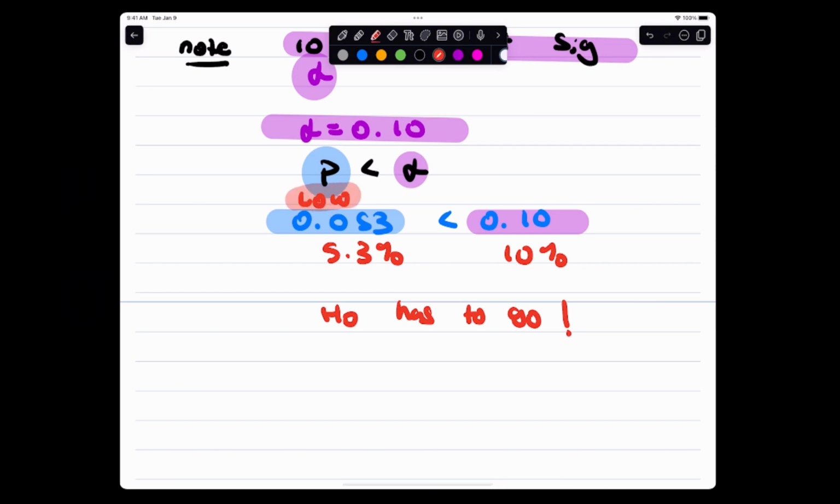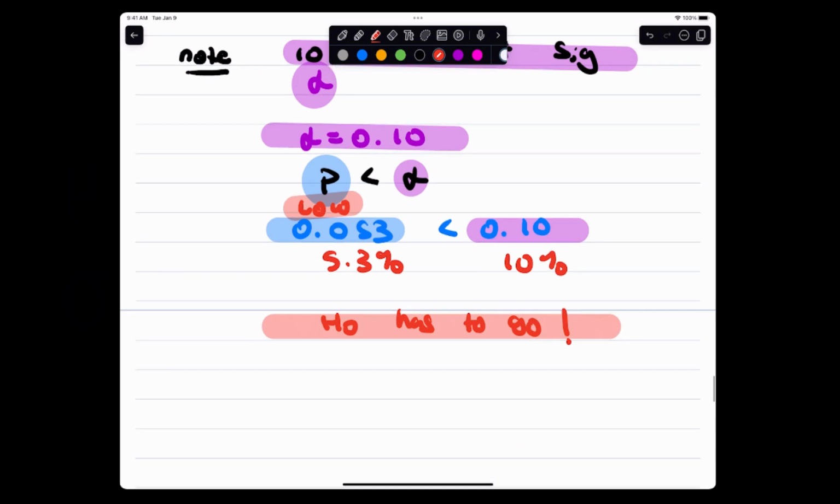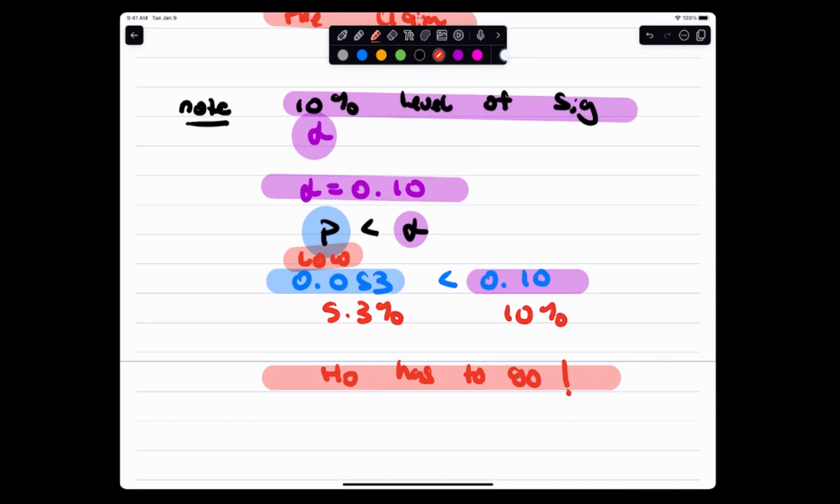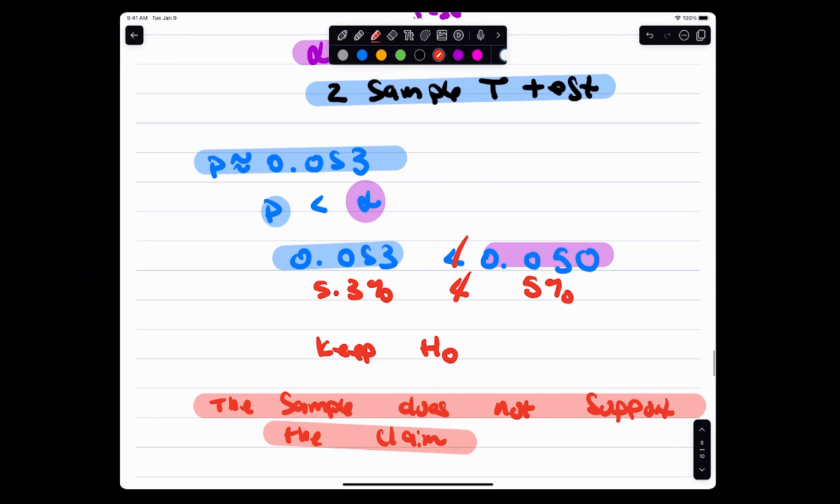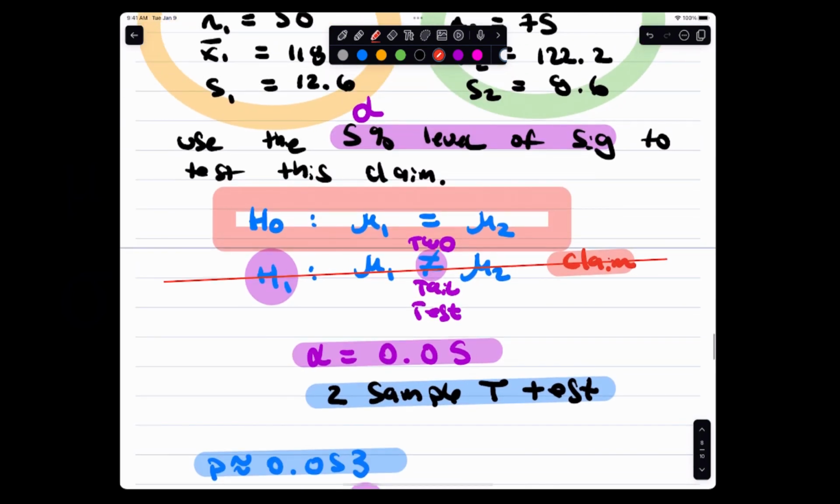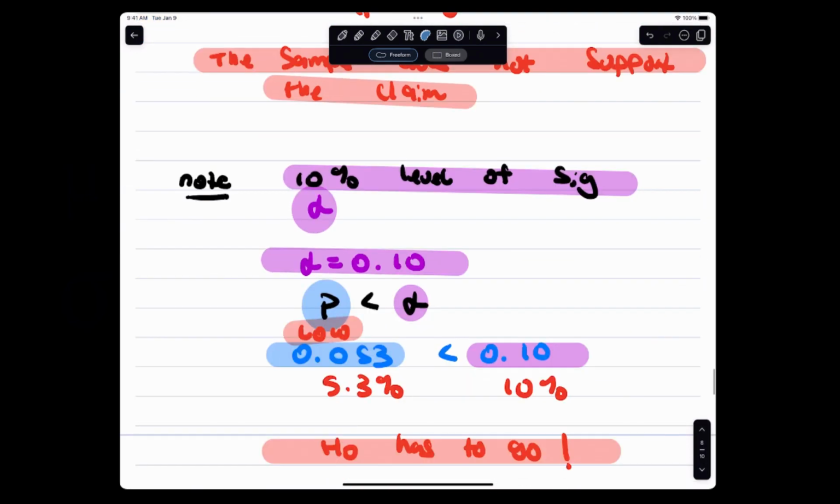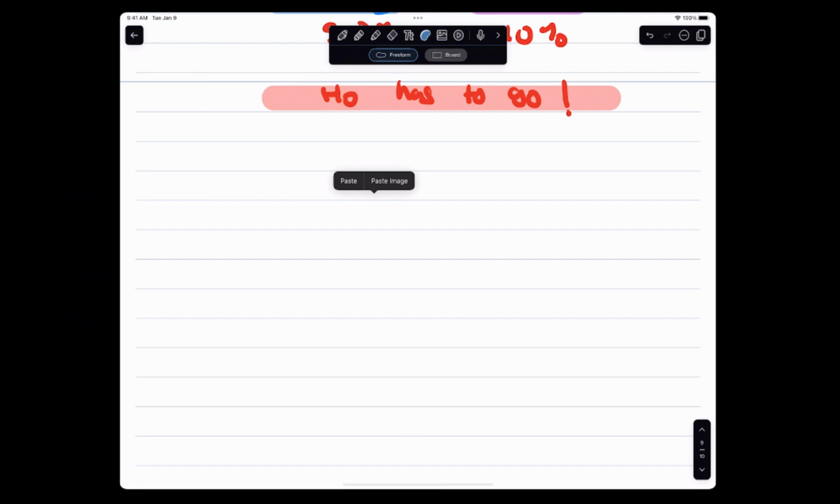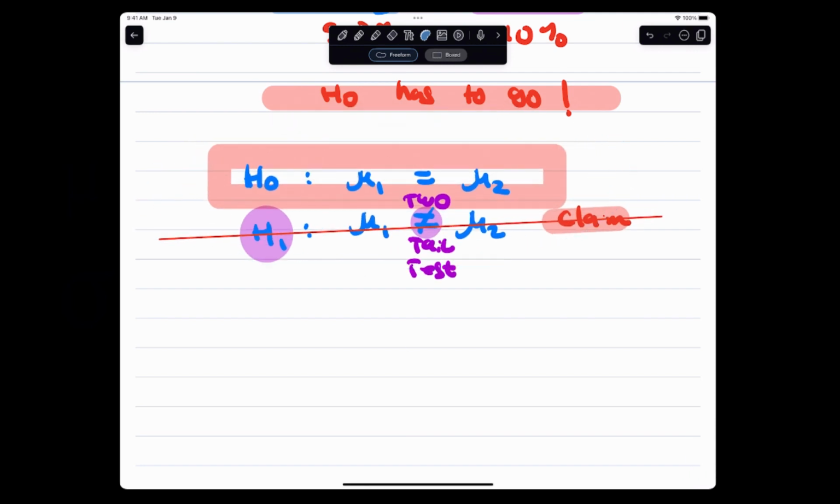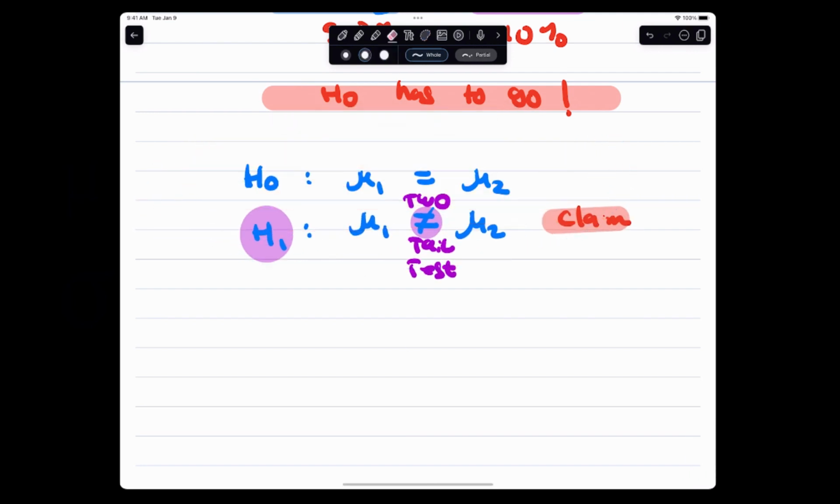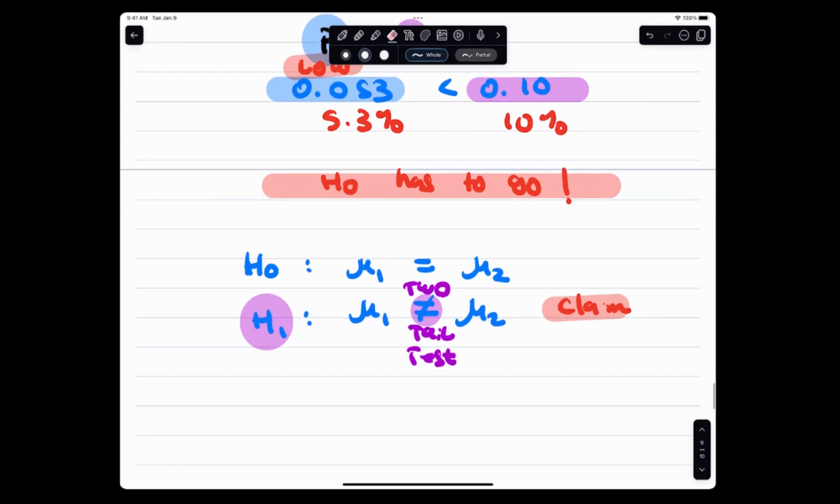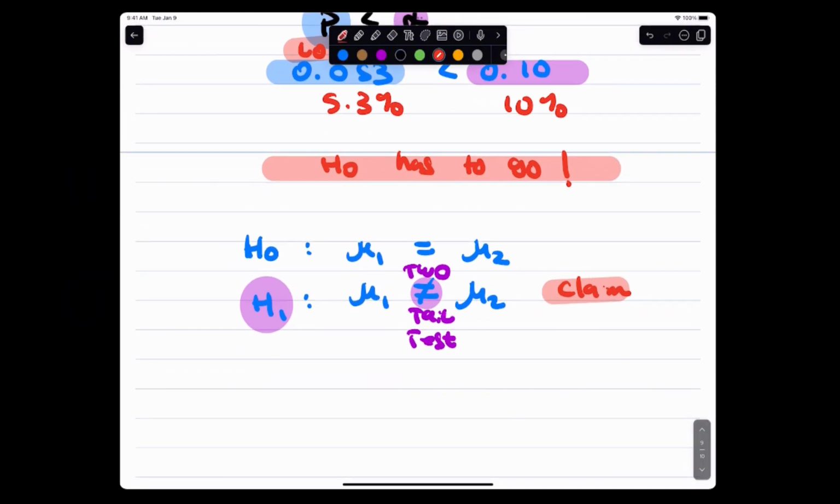When your p-value is what? Low. The null has to go. So in that case, let me go back here. Let's copy this. This is a note. This is a what if. I just want to share with you guys that 5.3 was close to 5%. So if that level of significance was actually 10%, then what happens?